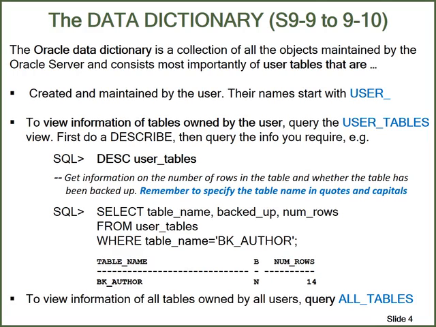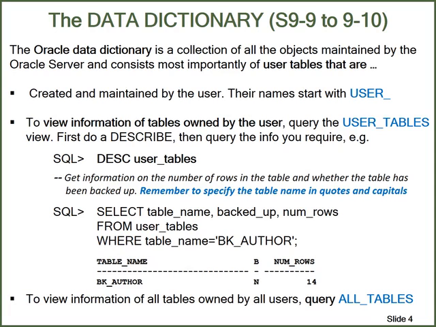You can get that from your DESCRIBE USER_TABLES and the description of the question. FROM user_tables WHERE table_name equals, and now the table name in single quotes and capital letters, which is 'BK_AUTHOR'. And it will list for you: table name is BK_AUTHOR, BACKED_UP says N because it was not backed up, and the number of rows it has is currently 14. To view information of all tables owned by all users, you can query the data dictionary called ALL_TABLES.